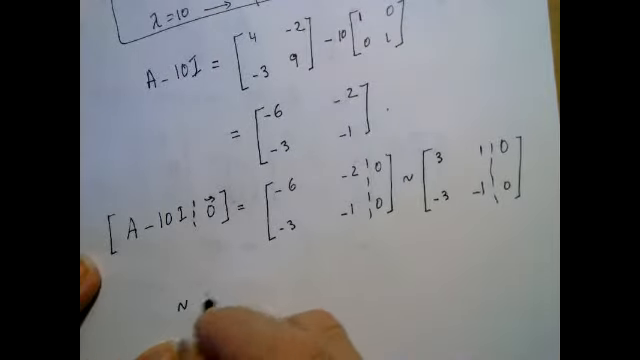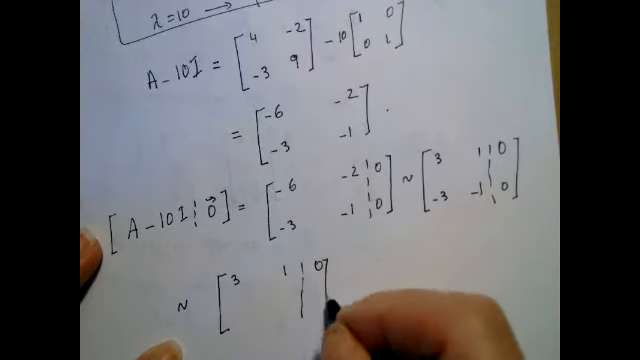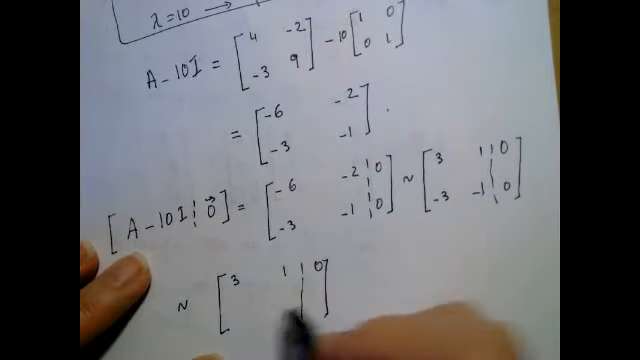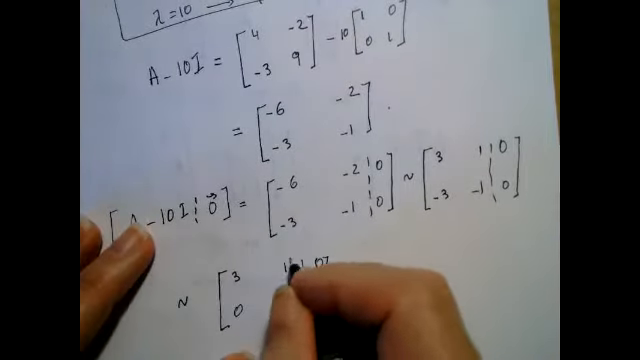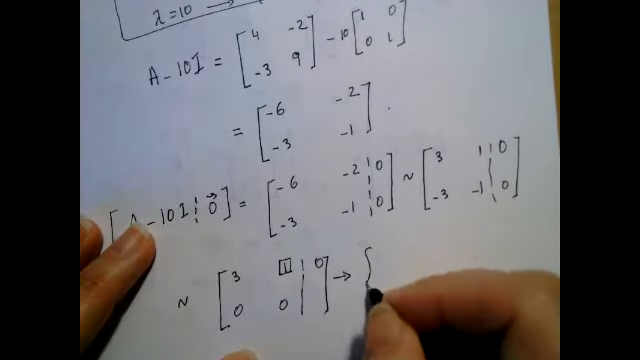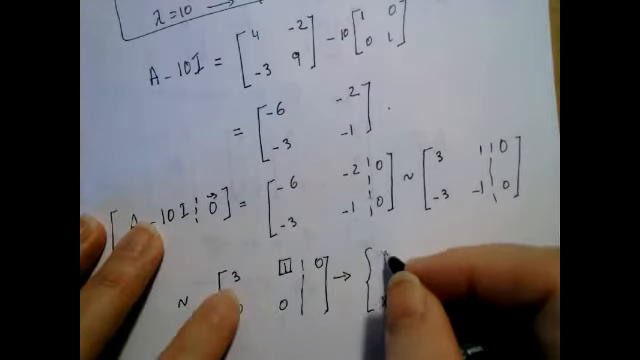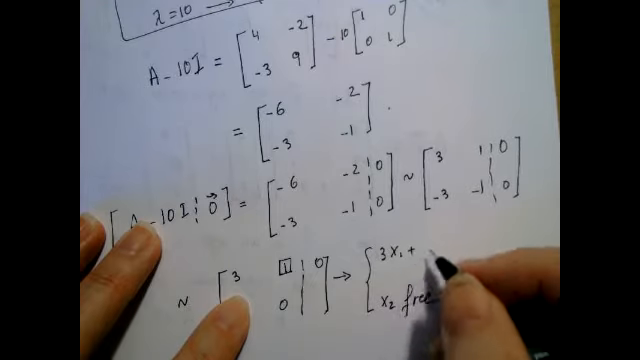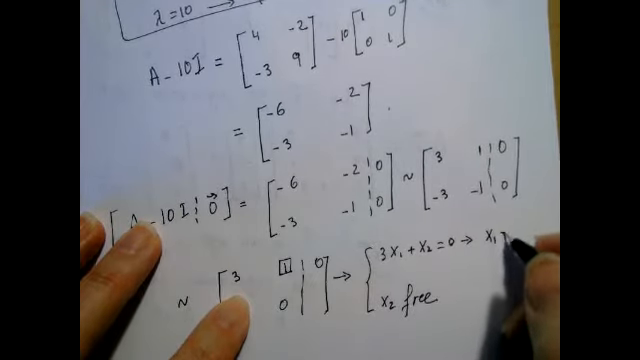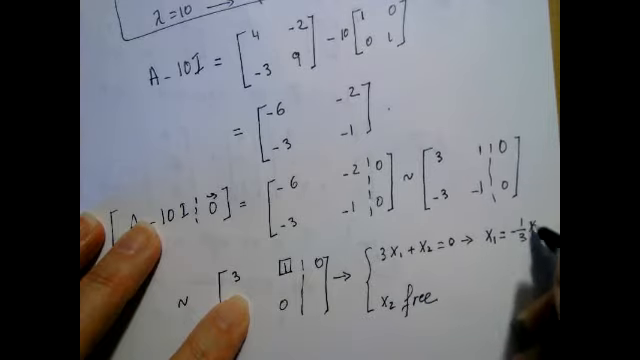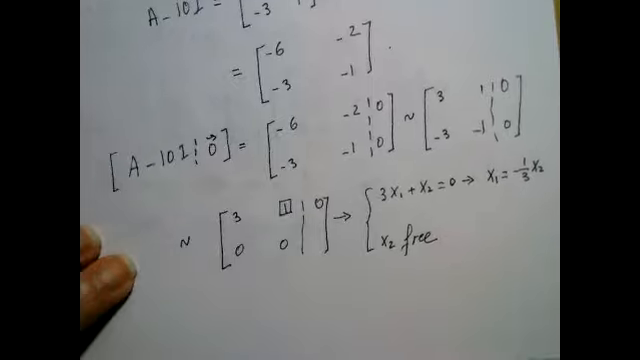Now we have to row reduce. Always we row reduce, and we have to have a free variable. Otherwise, something is wrong. Give me 0 and 0. Now we solve. x2 is free. And the first equation reads 3x1 plus x2 equal to 0. It means x1 is minus a third x2. And we write the solution in parametric vector form.